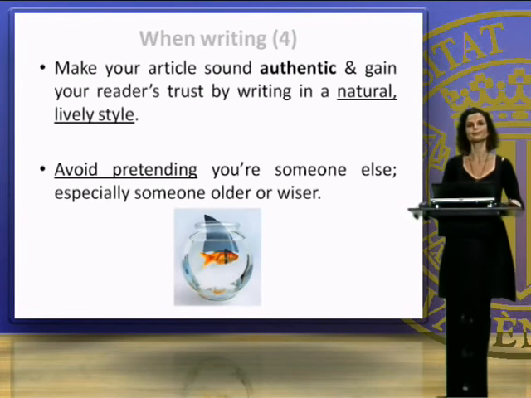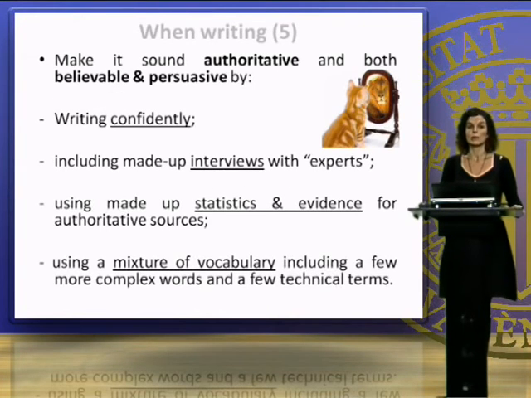Make your article sound authentic and gain your reader's trust by writing in a natural and lively style. Avoid pretending that you are someone else, especially someone older or wiser. Just be yourself. When writing, you should also make your article sound authoritative and believable by writing confidently, including made-up interviews with experts, using made-up statistics and evidence from authoritative sources, and you can also use a mixture of vocabulary, including at least a few more complex words and a few technical terms.